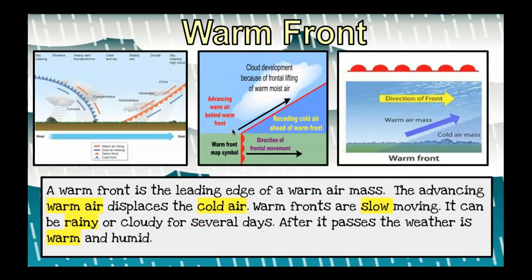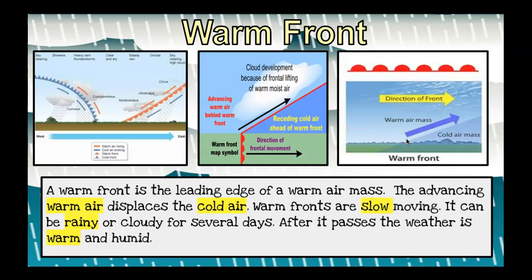All right, next is our warm front. And a warm front is a slower moving front. So this is not a quick moving front. And this is whenever warm air is now pushing in first, and it displaces the cold air. It moves up and pushes over it, okay? So whenever this happens, if there's lots of water vapor in that warm air mass, it can bring rain or clouds for a couple of days.